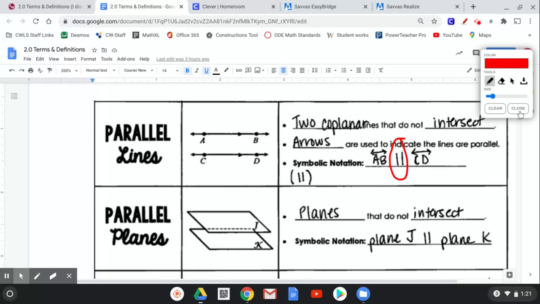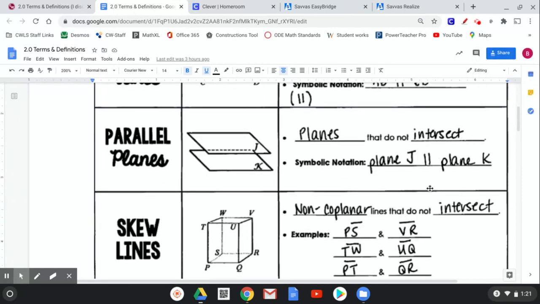All right, so next is parallel planes. Parallel planes is the same thing: planes that do not intersect. Again, we still use the same symbol for that.